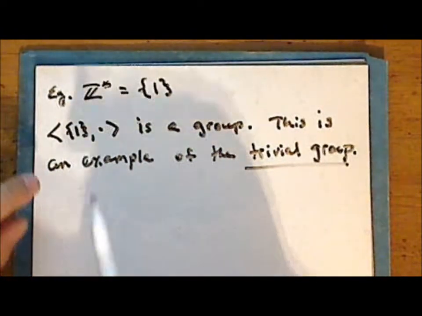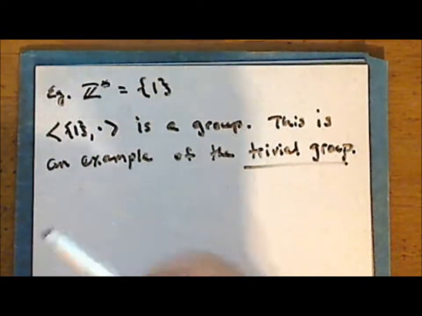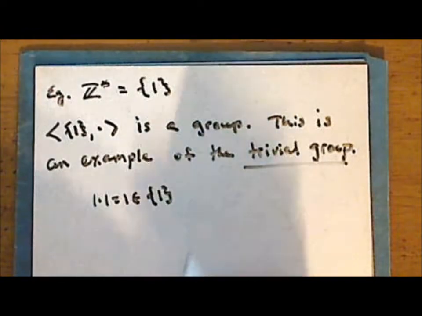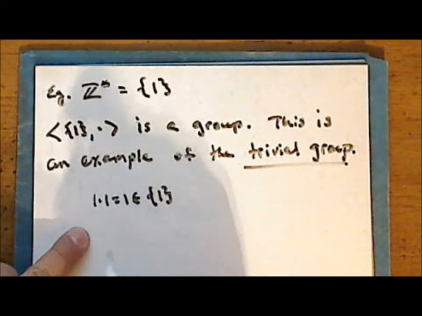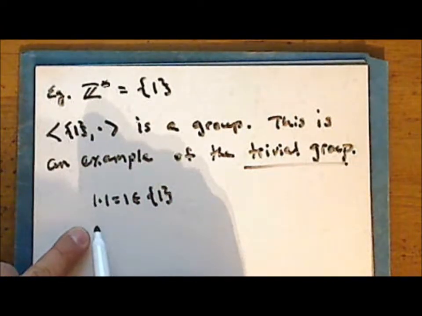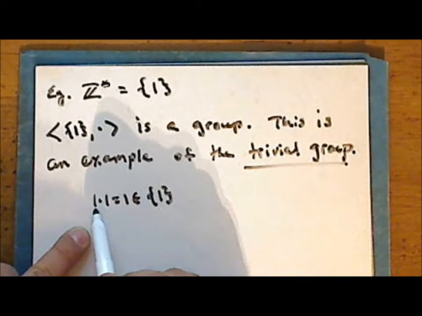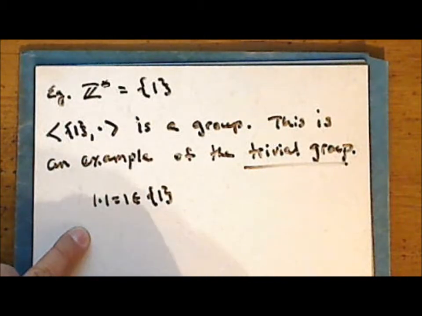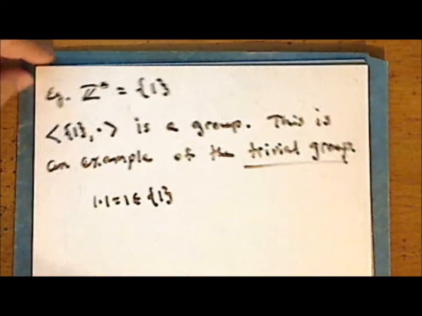But very quickly, let's verify that this is a group. 1 times 1 is 1, which is in the singleton set containing 1, so it is closed under multiplication. No matter how you multiply 1 with itself 3 times, you will obtain the same result. 1 is the identity under multiplication, and it is in the set. And 1 is its own multiplicative inverse. So this is a group.